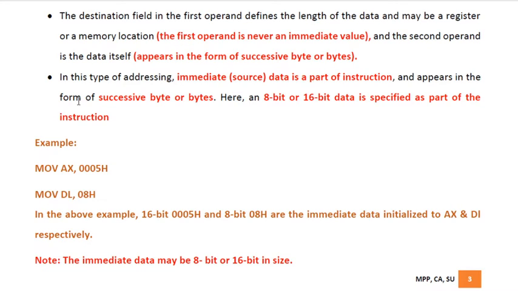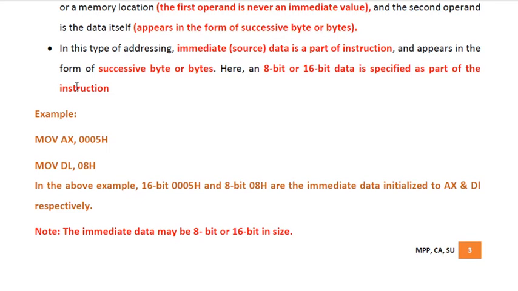So in the above example, 16-bit 0005H and 8-bit 08H are immediate data that is initialized to AX and DL respectively. So AX is a 16-bit register, whereas DL is an 8-bit register.